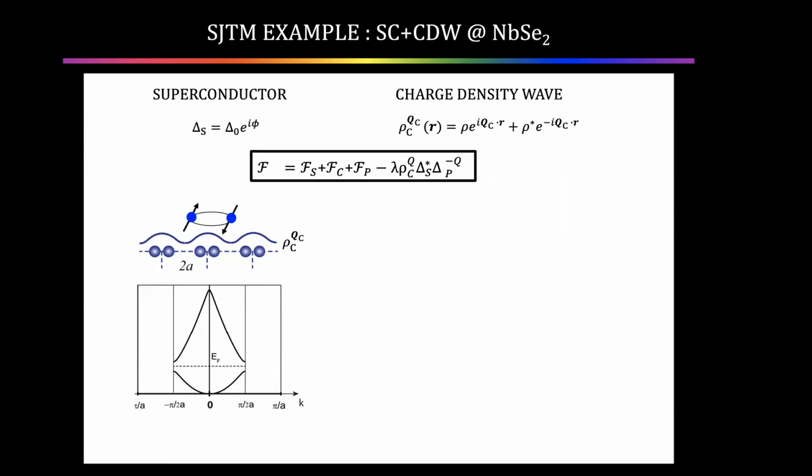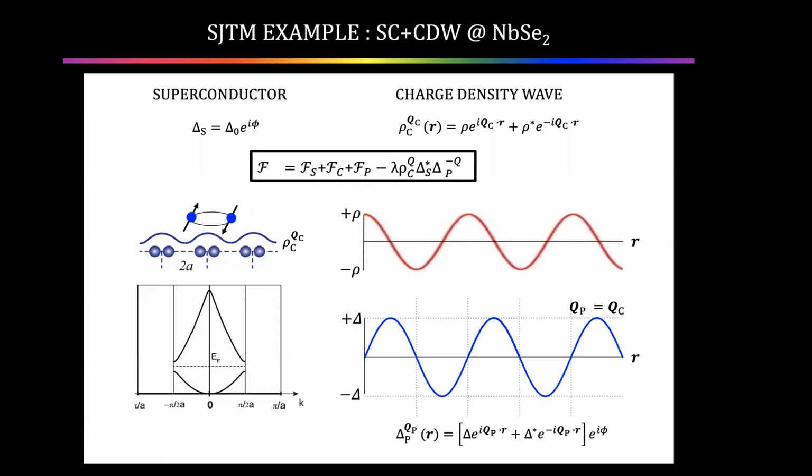So this product has the same symmetries as the crystal. It's allowed to exist. You don't know how big lambda is. That depends on a particular material. But what it implies is that if you have a charge density wave, in the presence of a simple S-wave superconductor, you necessarily will have a pair density modulation in the system.